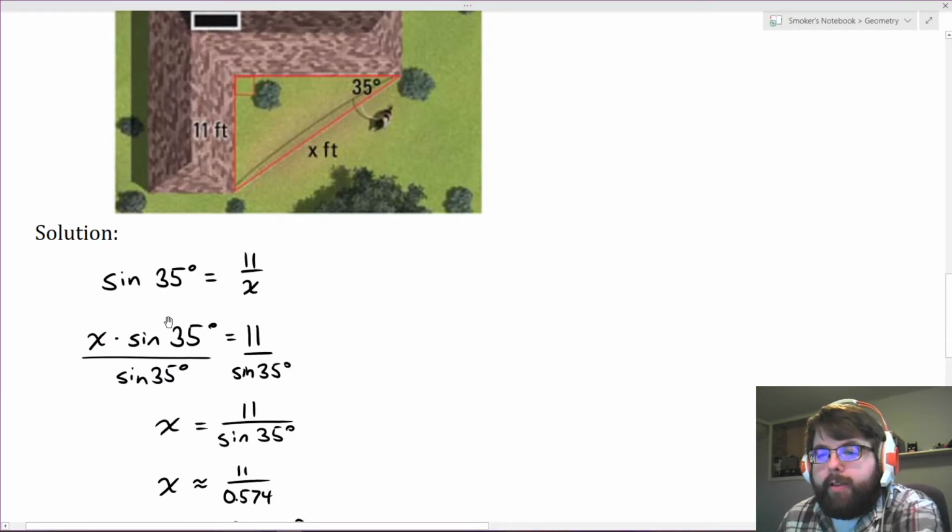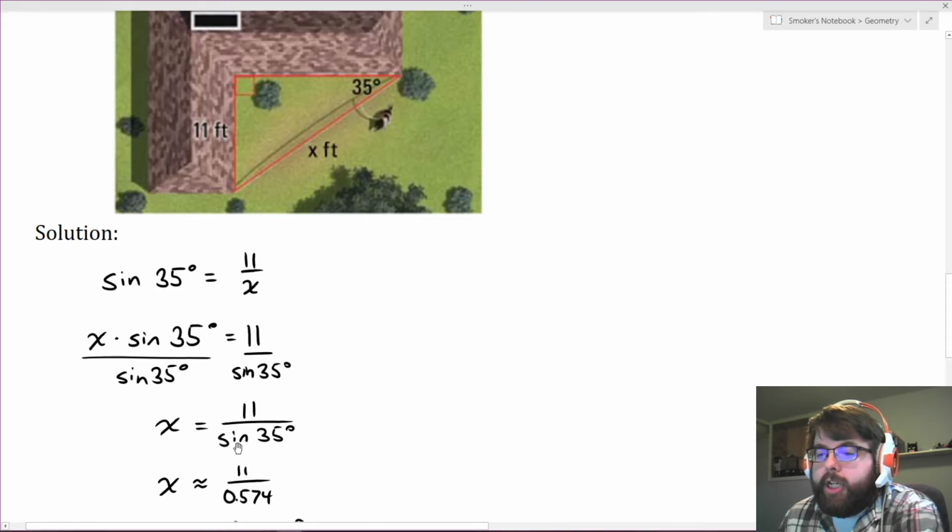But before I did that, because sine of 35 is eventually going to be a number, I can treat it like a number. First, I'm going to multiply both sides by x, because I'm trying to solve for x, and it's in the denominator. So then I have x times sine of 35 degrees equals 11. Sine of 35 degrees will be a number, which we looked up, 0.574. I can divide both sides of the equation by that, and that's canceling it out on this side. We have x equals 11 divided by sine of 35 degrees.